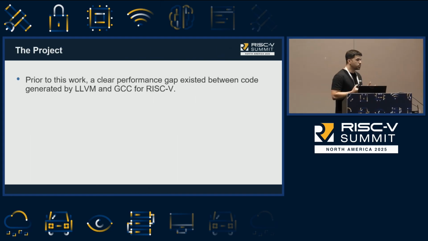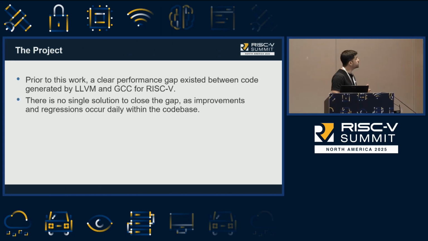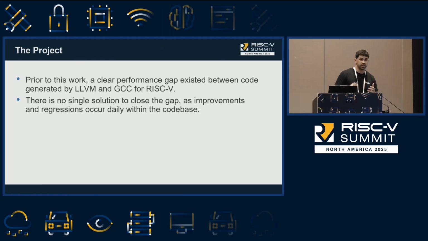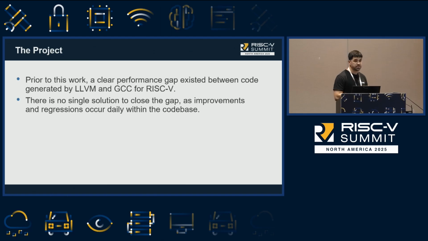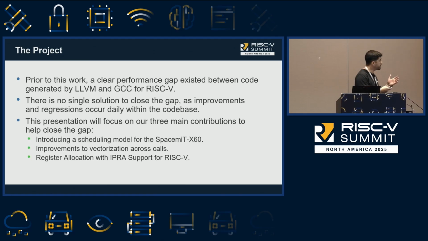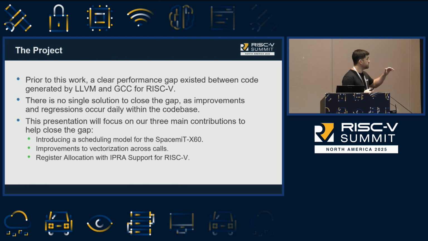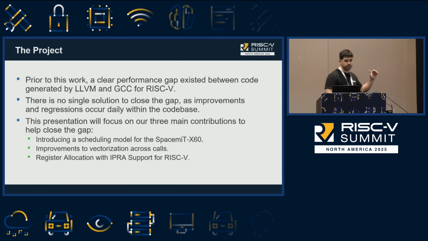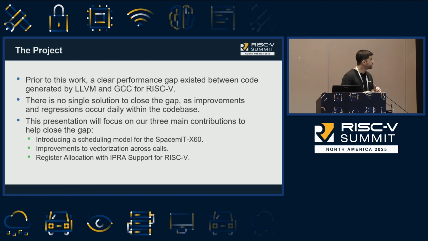So prior to this work, there was a clear gap between LLVM and GCC. That was the motivation for this project. But during the project, we noticed there's no single solution, especially on LLVM, which has a lot of activity day to day. We see a lot of regressions, improvements, and we have many contributions, but we're going to focus on three main contributions. Scheduling model for the X60, some improvements of vectorization across calls, and IPRA support for RISC-V.